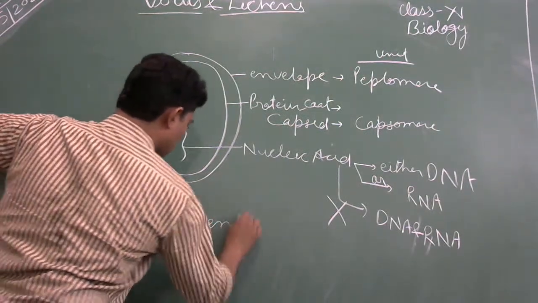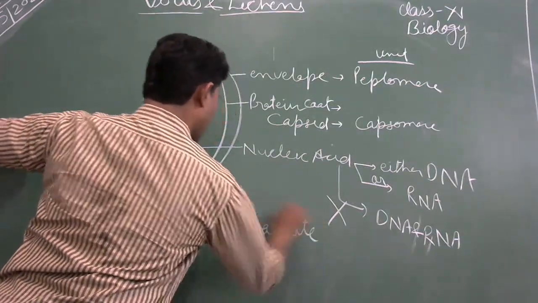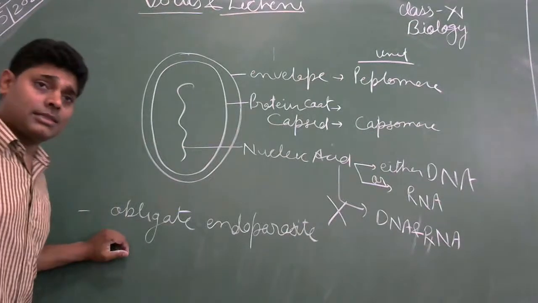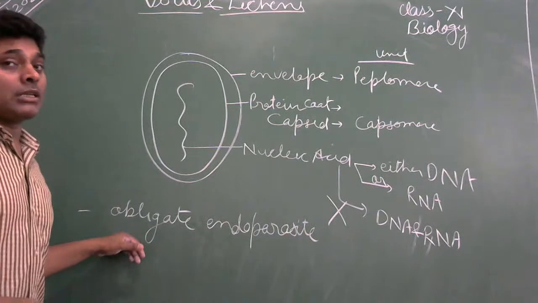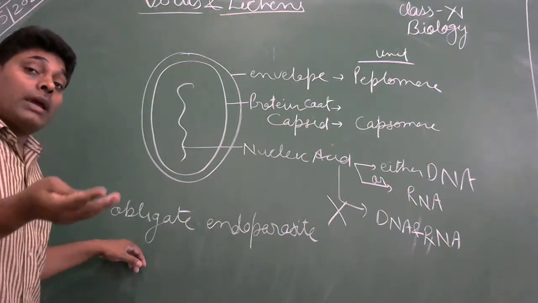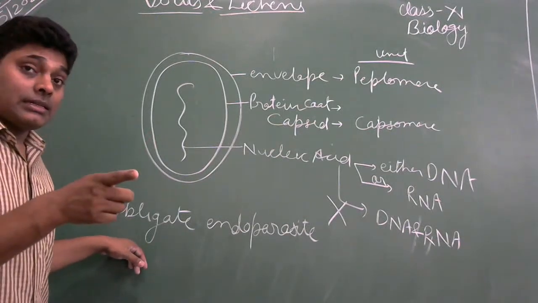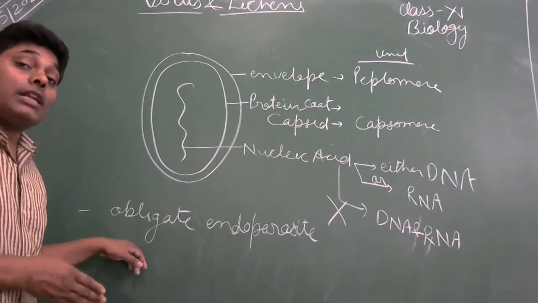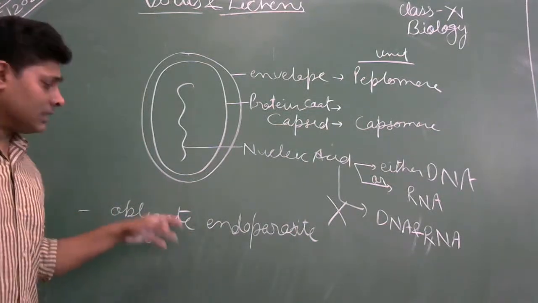Obligate parasite. What does it mean? There are certain viruses which affect a particular plant species, whereas others affect another plant species. Some viruses affect animals, different species.